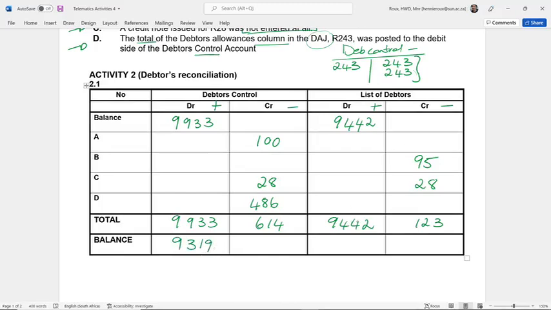List of debtors, we had the incorrect one. We subtracted 123, and there's the magic. These two are the same. So we've reconciled these two. And that is what it is supposed to be. They are supposed to be the same.